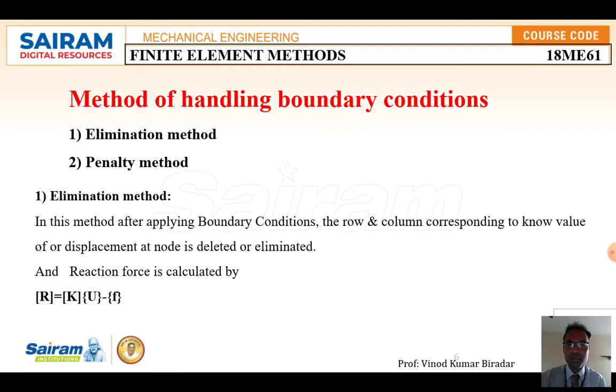What do you mean by the elimination method? It is a method of handling the boundary condition. In this, wherever the fixed nodes are there, we are going to delete the respective row and column, since that is a known value. Then we are going to calculate the displacement, stress and strain. And we are going to calculate the reaction. The formula is: matrix R is equal to K U minus F, where K is the stiffness, U is the nodal displacement, F is the nodal force, and R is the reaction at the support. So wherever the fixed or known nodes are there, we delete the respective row and column. That is the elimination method. If you solve one problem, you will understand the elimination method.